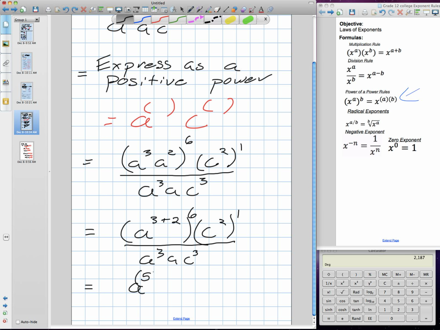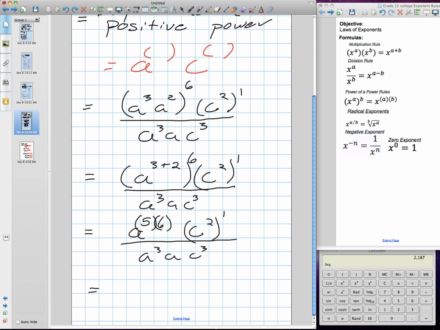And we're still left with C to the power of 2 to the power of 1, divided by A cubed, A, C cubed. Now along those lines, we have A, 5 times 6. Anyone know? Good. So we have A to the power of 30. Now I want you guys to look right beside it. We have the variable C. It's the same idea. It's a power of a power. So we're going to multiply those two numbers together.